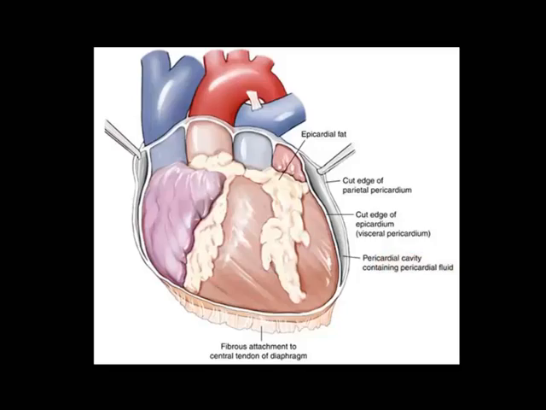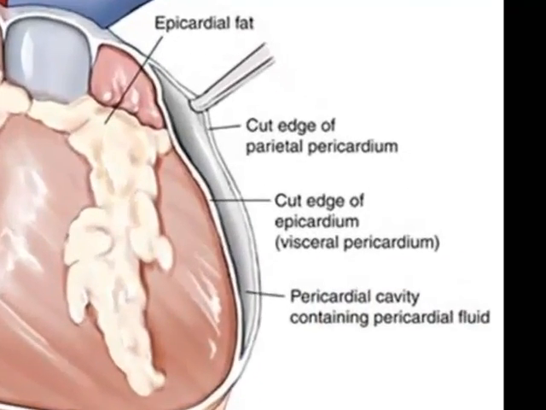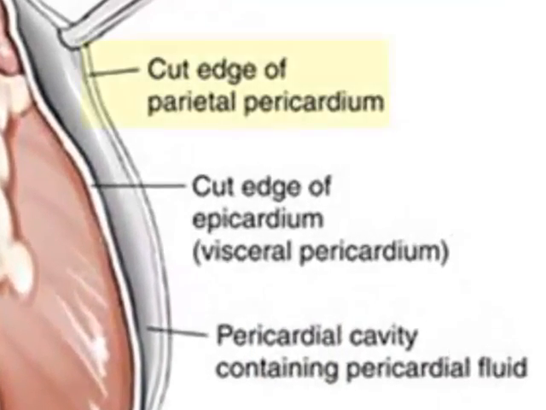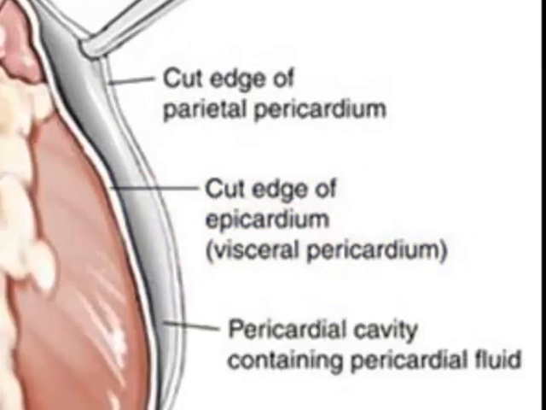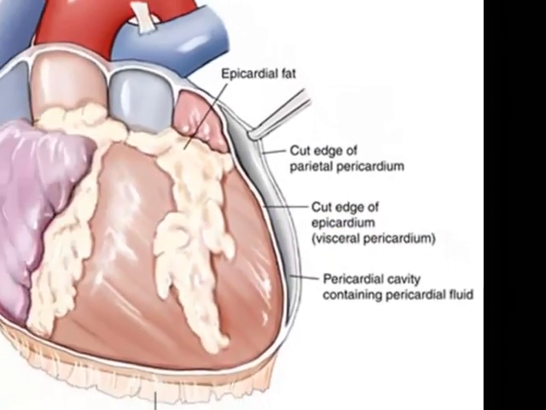The 2 layers of the serous pericardium have names. We have the parietal pericardium, which adheres to the fibrous pericardium. And then we have the visceral pericardium, which may also be called the epicardium, and that adheres closely to the heart muscle and proximal portion of the great vessels.